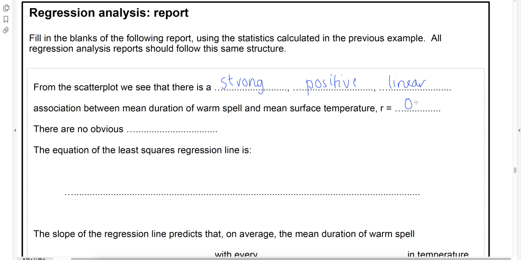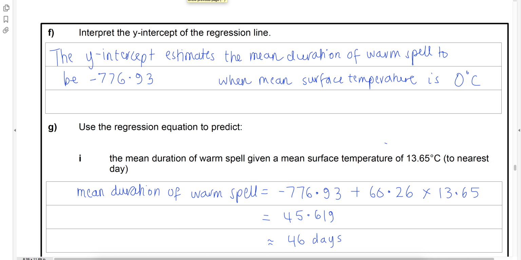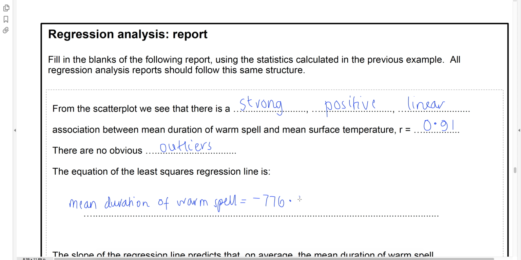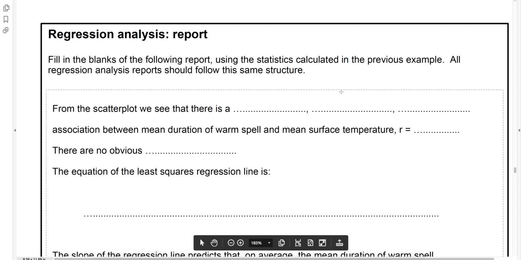And then we write the R value, which I think was 0.91. There are no obvious outliers. If there were, we would mention them. The equation of the least squares regression line is, so we had mean duration of warm spell equals negative, I'm going to have to go back again, 776.93. Oops. There we go.